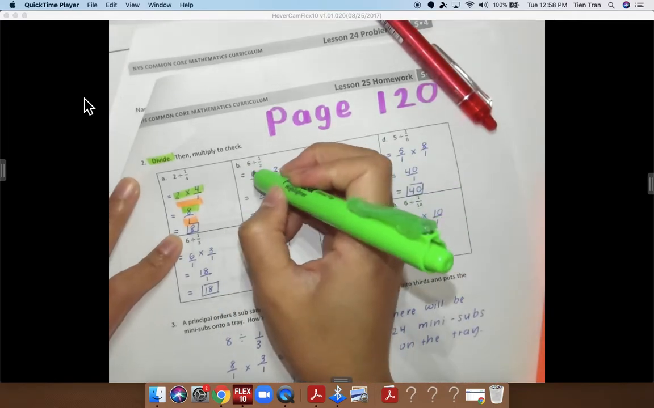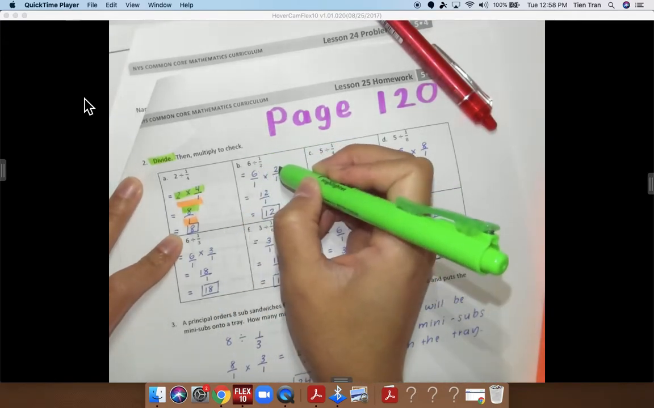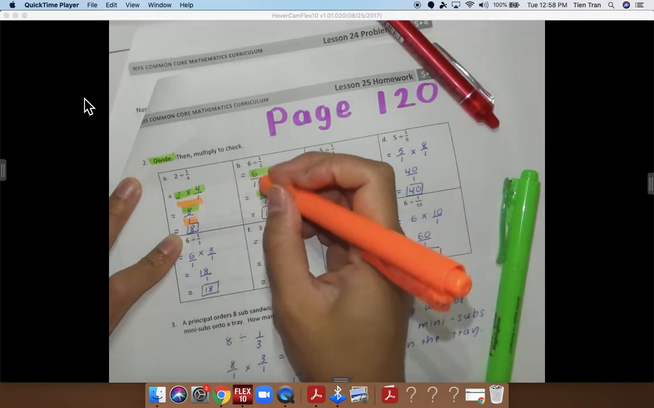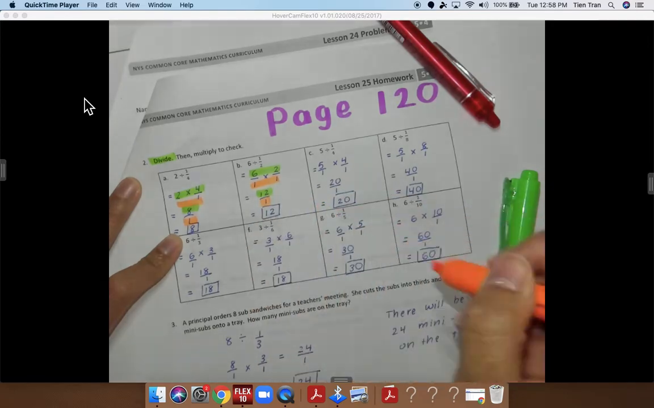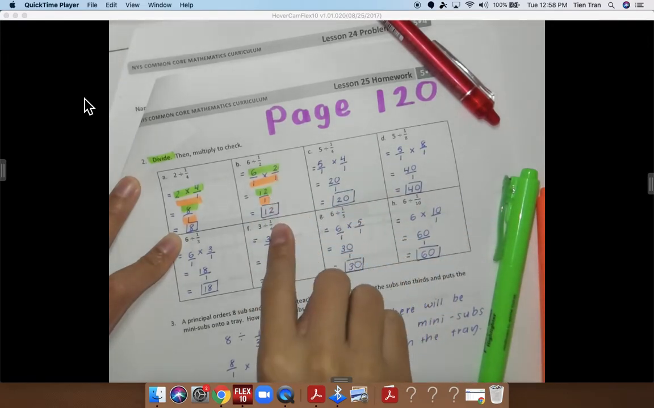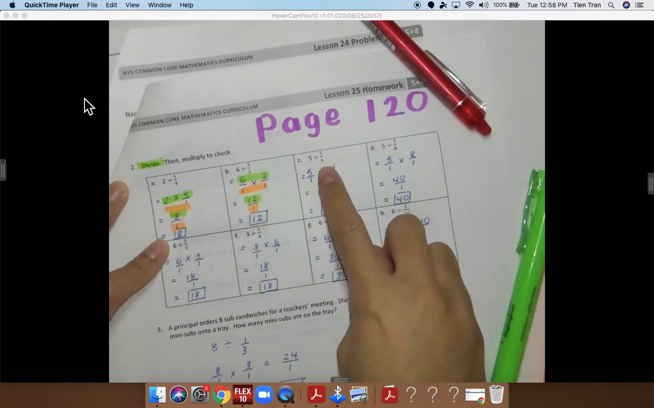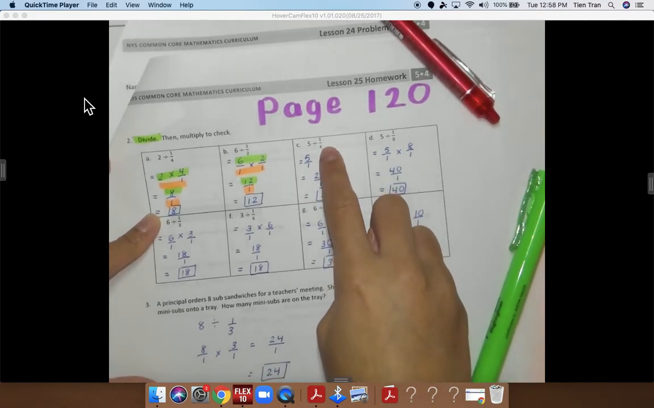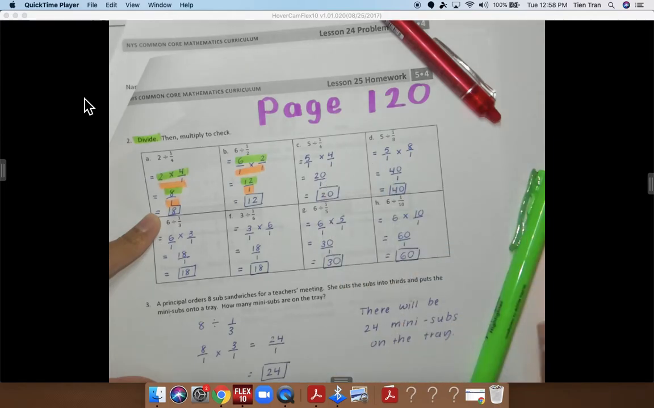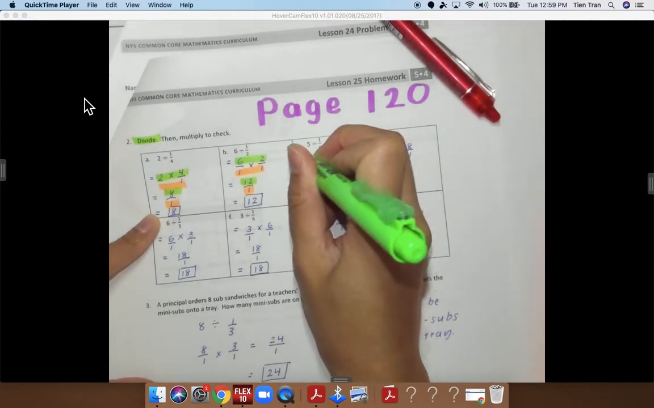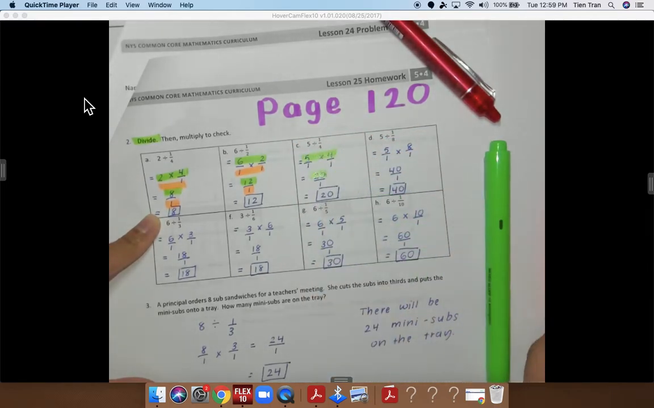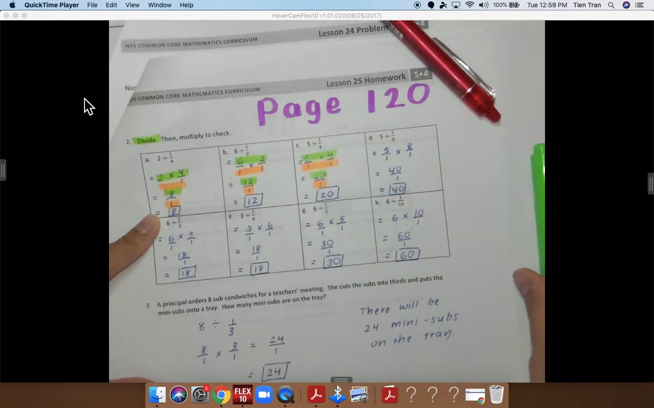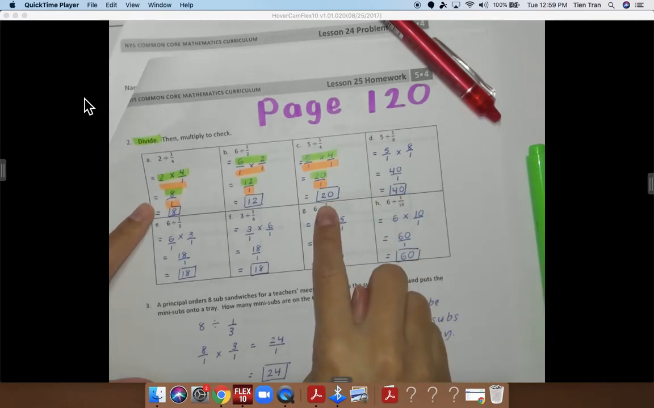On this problem right here, we have 6 divided by 1/2. We have 6 times 2 is equal to 12, and 1 times 1 is equal to 1. 12 divided by 1 gives you 12. For this one, don't forget you're switching your division sign into a multiplication sign, and 1/4 changes to 4 over 1. So we have 5 times 4, which is equal to 20, and 1 times 1 is equal to 1. So we have 20 divided by 1, which is equal to 20.